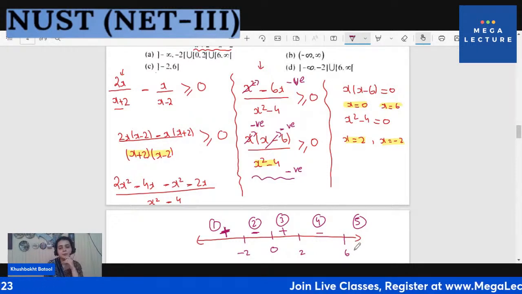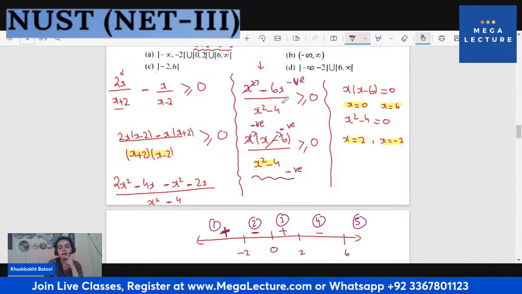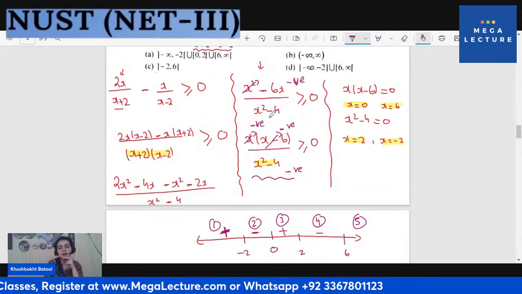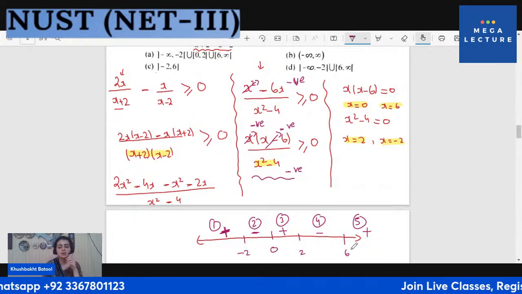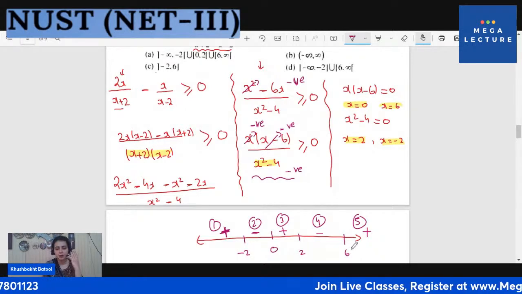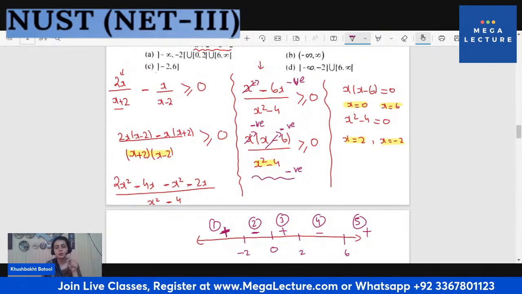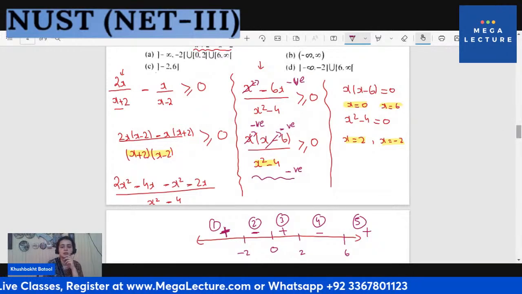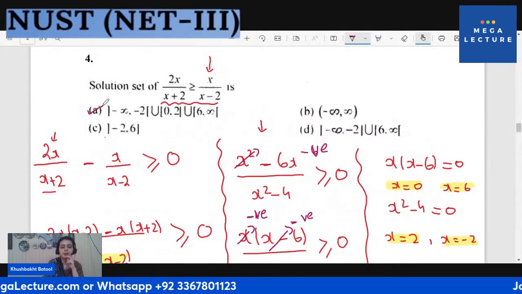And then you can pick up 7. So 7 is going to give you 49. And yeah, it would be positive divided by positive. So this would also be positive. So this means that we have three correct ranges. One is less than -2, then between 0 and 2, and then greater than 6. So this implies that the answer is going to be A in this case.